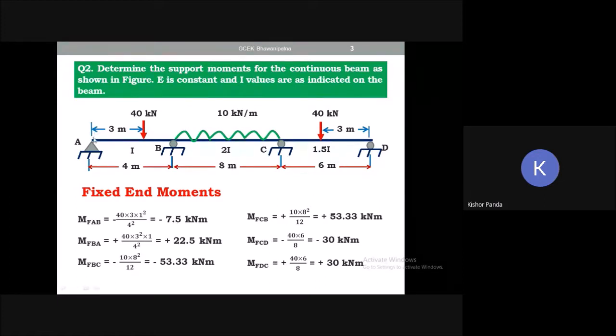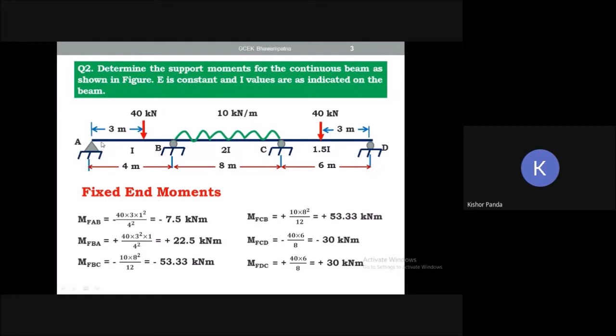You have to assume the ends of the spans are fixed and find out the fixed moments. First take span AB, assume A and B are fixed. What are the moments MFAB and MFBA? MFAB: because here there is an eccentric loading, for eccentric loading, what is the moment? Minus W A B square by L square.